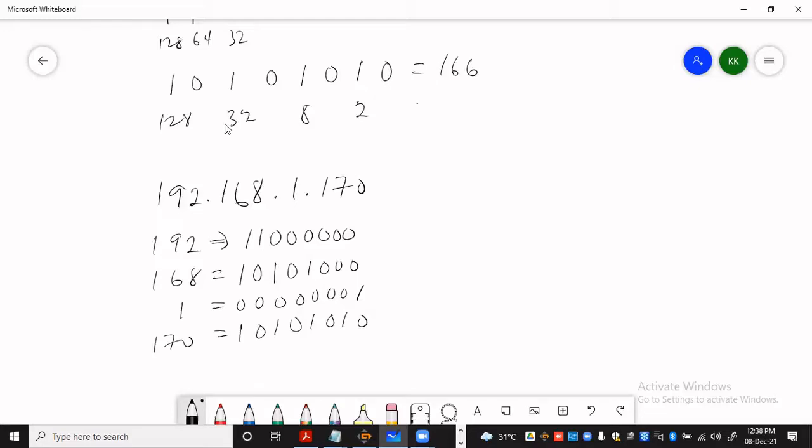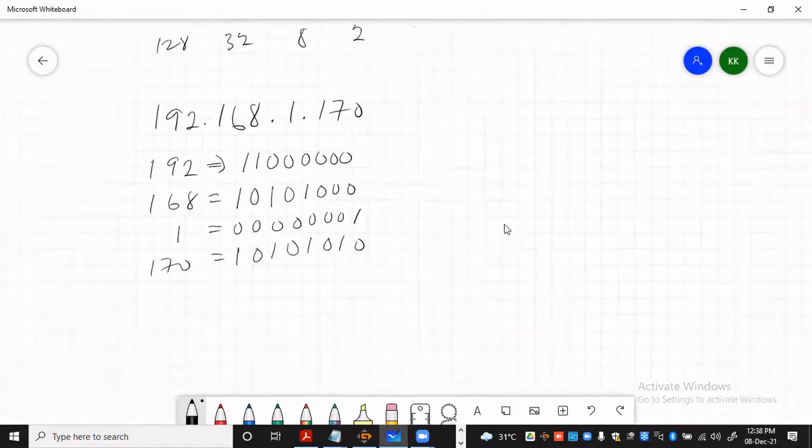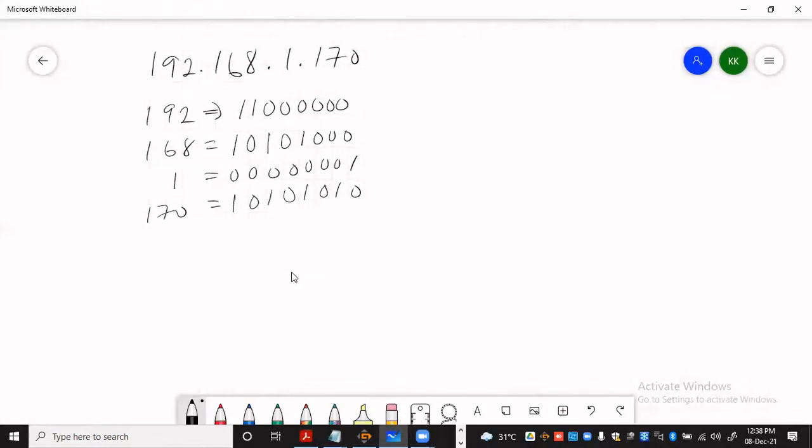So in representation, this is what it will be like if we were to represent it in binary, of 32 bits. You're going to have 11000000 dot 10101000 dot 00000001 dot, the last one 170, which is 10101010.